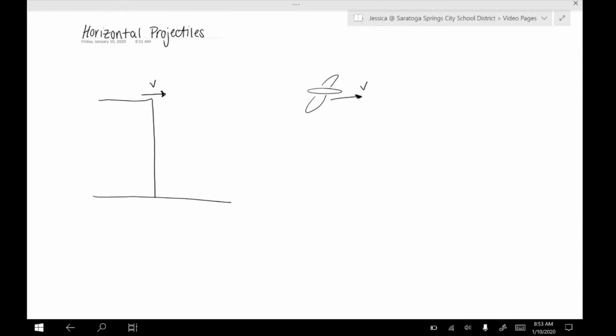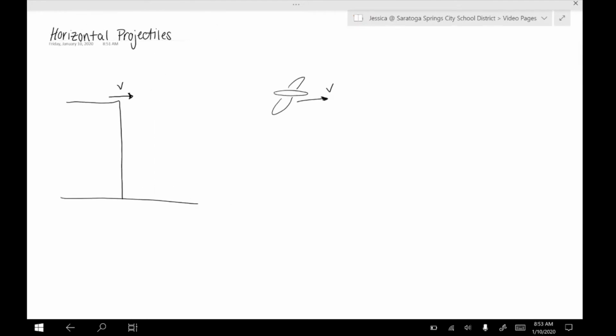In any case, whether you're being launched from a plane or launched off of the top of a cliff, what's important in these types of problems is to make an X direction list of things that you know and a Y direction list of things that you know. It's important to keep the two directions separate because they are independent of one another, meaning whatever happens in the X direction does not affect the things occurring in the Y direction.